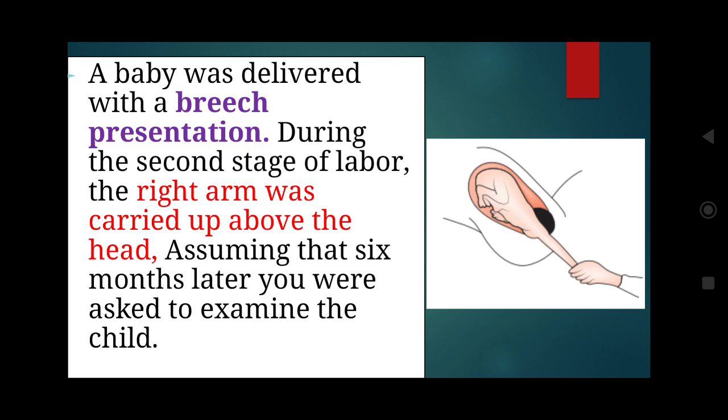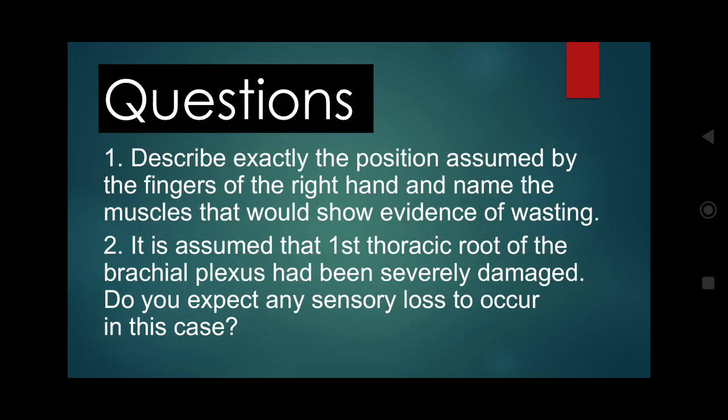After that, assuming that 6 months later, the doctor asked to examine the child again. So the mother brought the child to the hospital, and what the mother has observed in that particular baby is that his palm, the right palm, is something gone wrong.